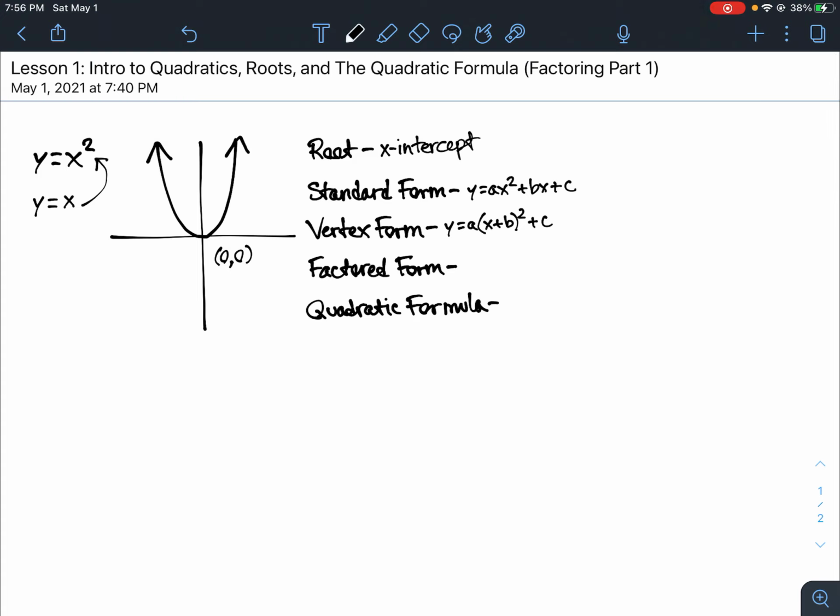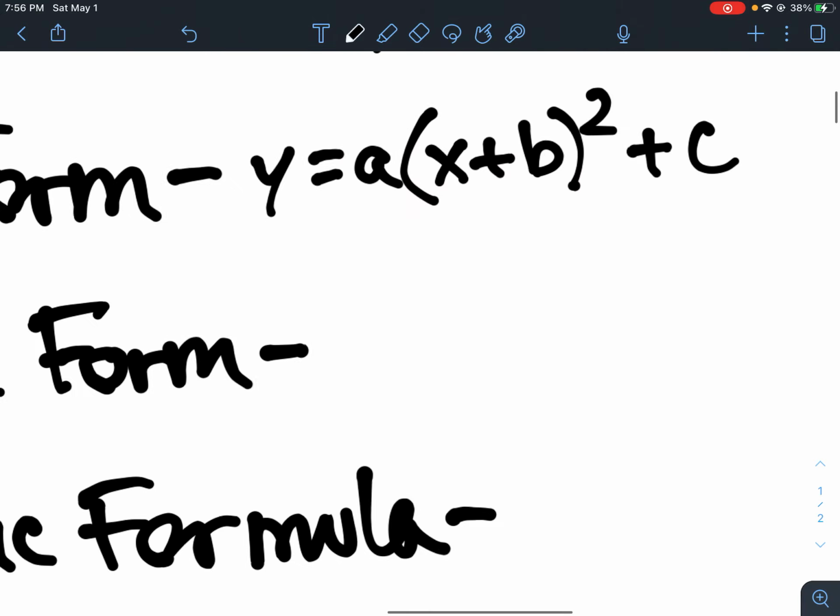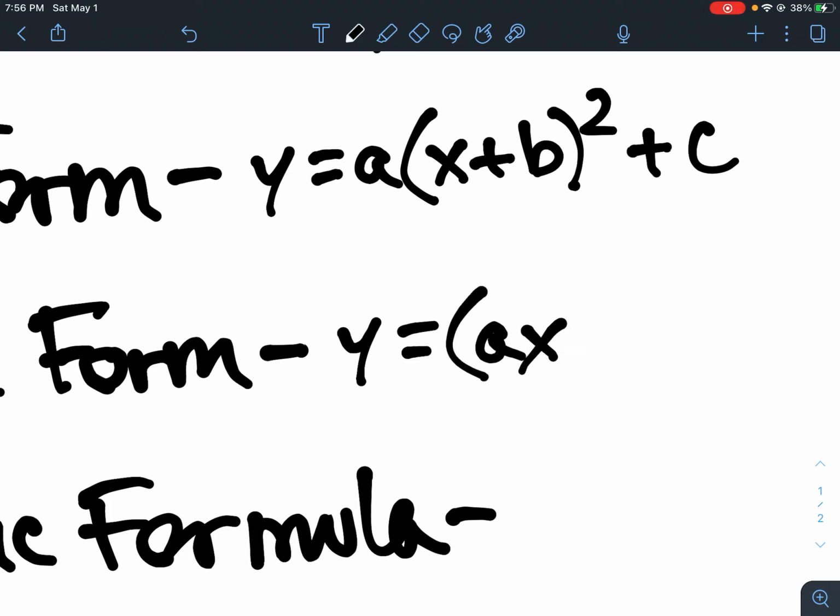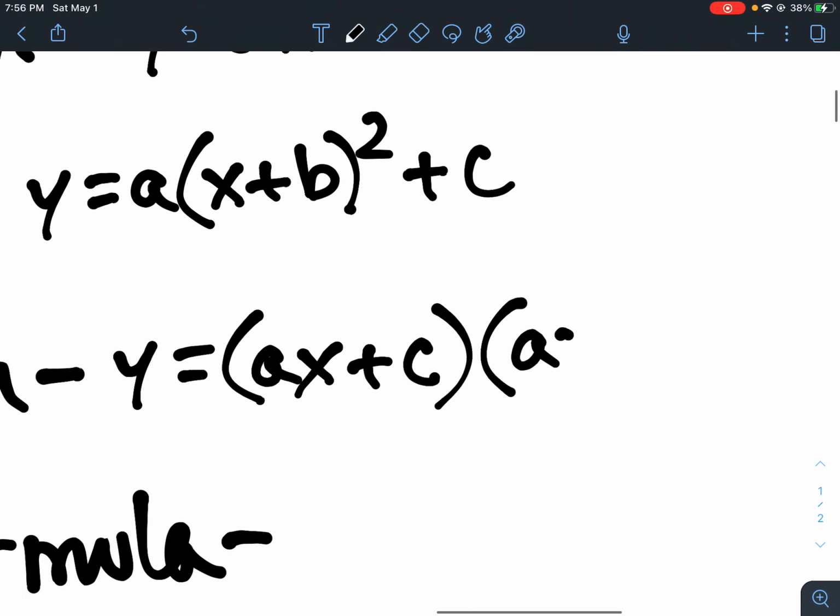Vertex form is usually used for transformations such as vertical shift and horizontal shift, as well as amplitude, which can be explained further with vertical stretch or shrink. And factored form, which we will go over next week, is y equals (ax plus c) and then (ax plus d).